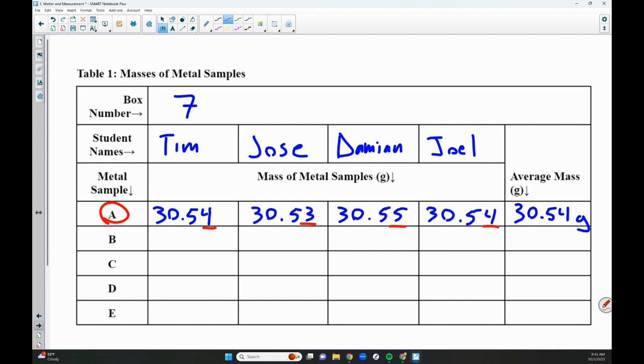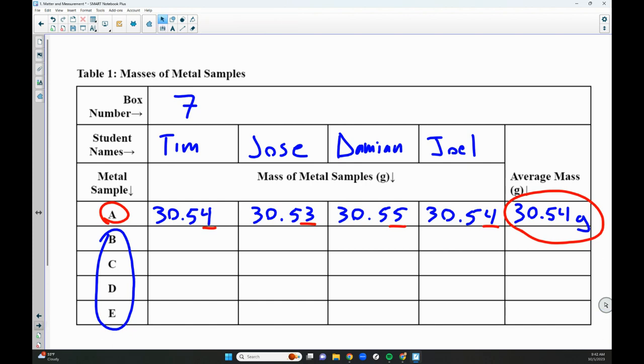So after we do this, I'm going to calculate the average for the 4 people in the group. You might only have 3 people. We do the same thing. To calculate the average, we add up all of these masses, all 4 of them, and divide by 4. And in this case, when I do that, I get 30.54 grams. That's my average mass. Then we're going to repeat that for samples B through E, which are going to have different masses because they're going to have different sizes in most cases.